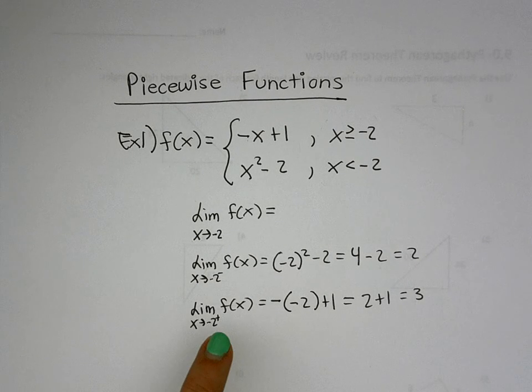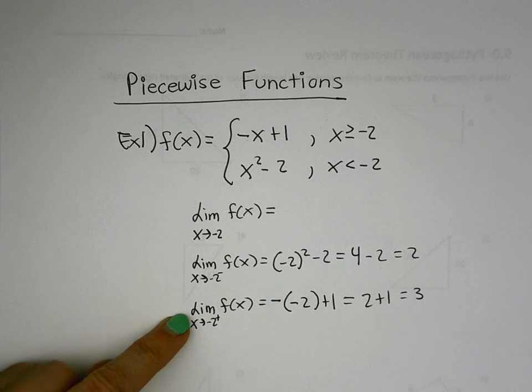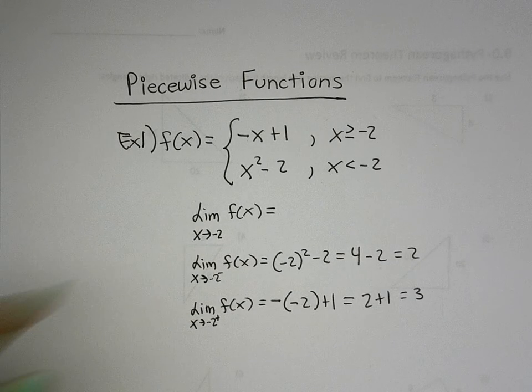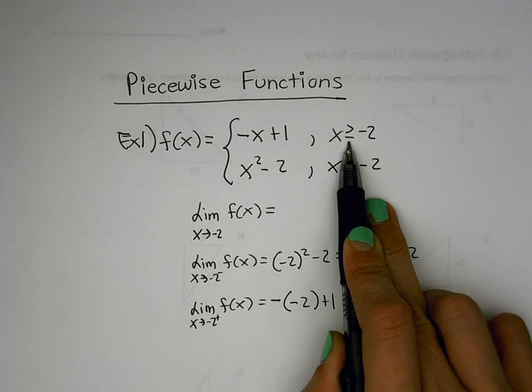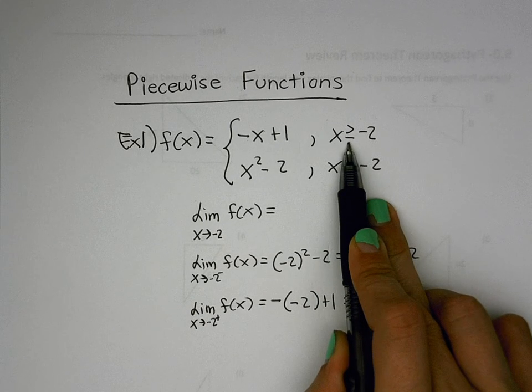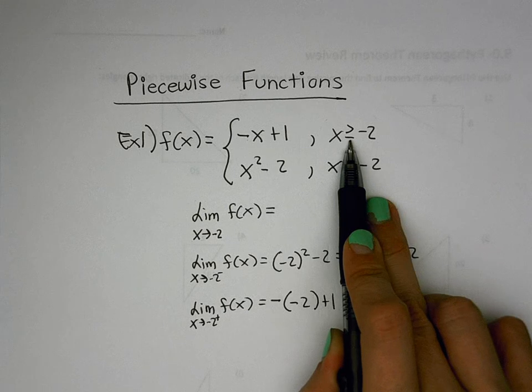Think graphically. What happens at x equals -2? What's on your graph when x equals -2? That's a point. So this equals here has nothing to do with my limit. This equals here is my point.